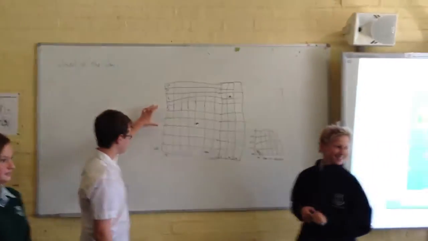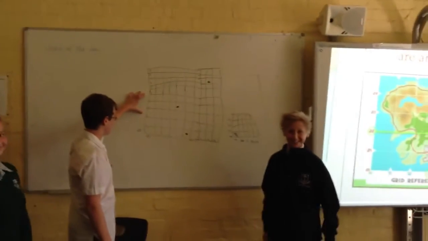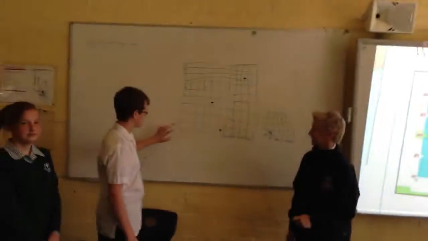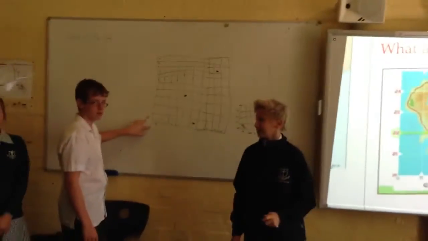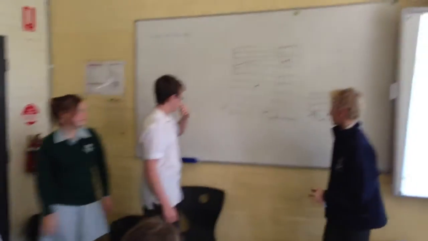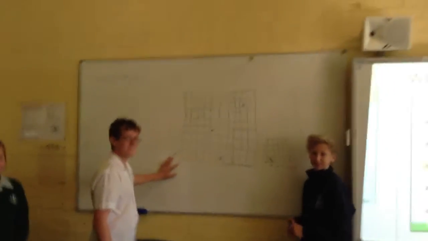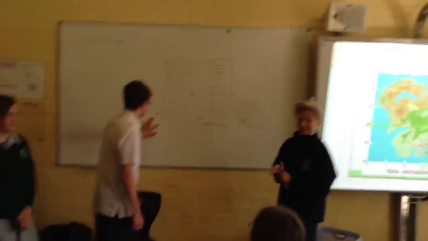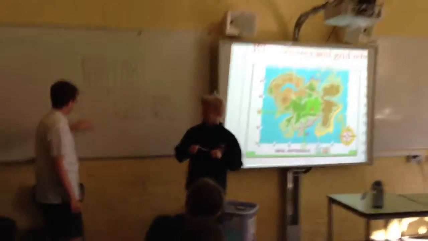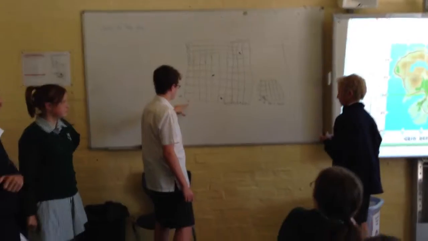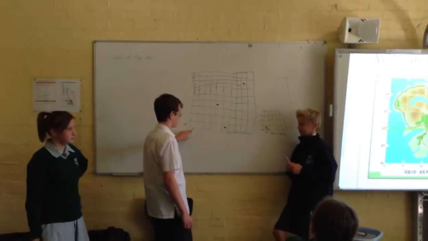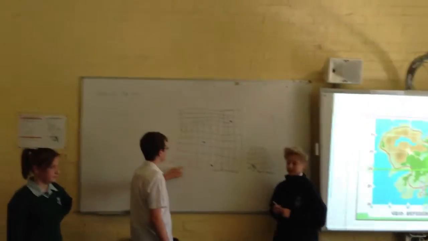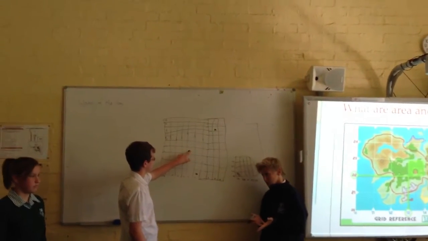So the area reference of this map is... Sorry, I interrupted. I apologise. Give me a sec. And then he's trying to get a grid reference that begins with the 19, because that's the first area reference number.